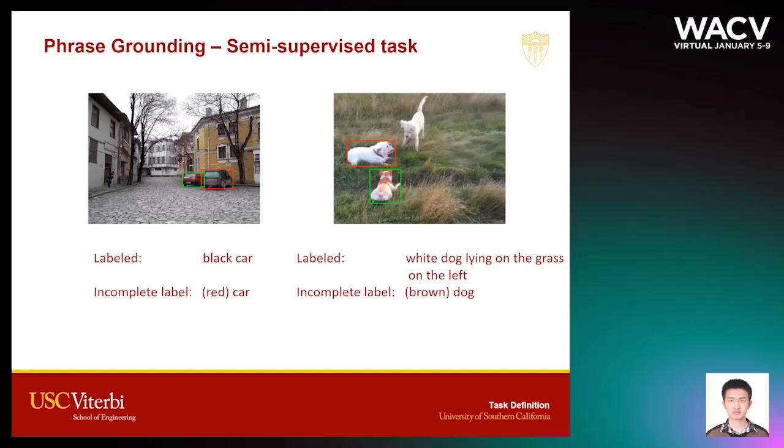We present two examples here. In the first image, suppose we have the annotation of the black car and we only have the category name for the red one. If we use the category name car as a full query, the system will treat the black car as a negative example for the query car, which is incorrect. In the second example, suppose we have the annotation for the white dog lying on the grass on the left as the query. When we see the brown dog as a negative example for this query, we cannot distinguish which part of the query is not correct: white, dog, lying on the grass, or on the left.